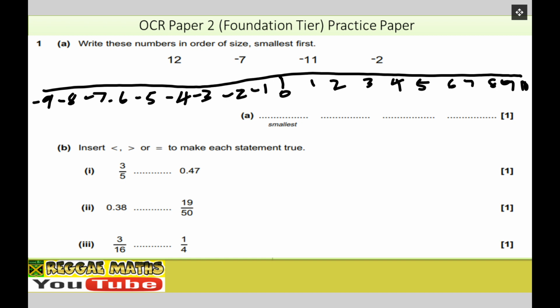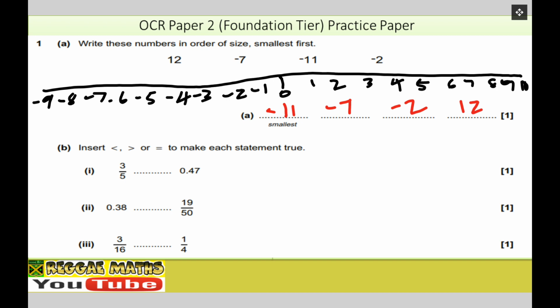If you look at this number line, you can see the smallest number is to your left, and to the right of 0 the numbers are larger. As I go to the right, the number becomes bigger. So first of all, we look at the largest minus here. That is -11, followed by the next minus after that, -7, then -2, then the number 12.